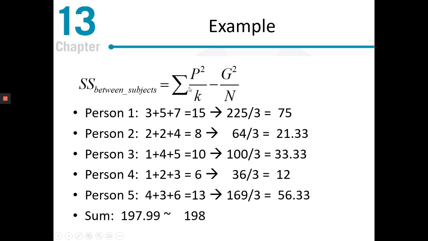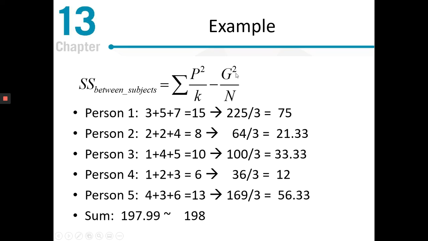We add these things together. It comes up to 197.99. I rounded it up to 198 because we have some rounding errors here with these 0.33s. So we have the between subjects first part. We have the sum of P squared divided by k.